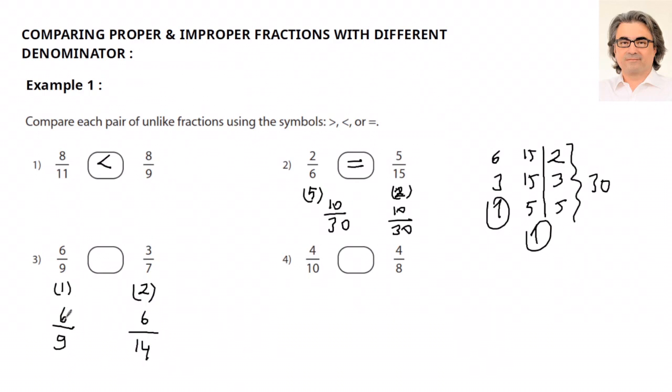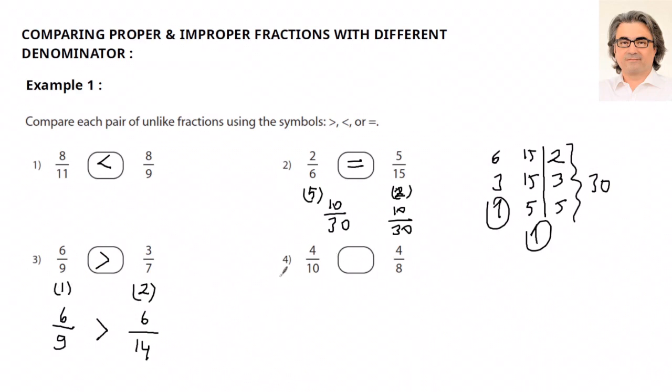Now, what does 6 over 9 mean? It means I am dividing 6 by 9. Don't forget it. And what does 6 over 14 mean? I'm dividing 6 by 14. I'm dividing 6 by a number greater than 9. So the result will be less than 6 over 9. So it means 6 over 9 is greater than 6 over 14. So I should write here a greater than sign.